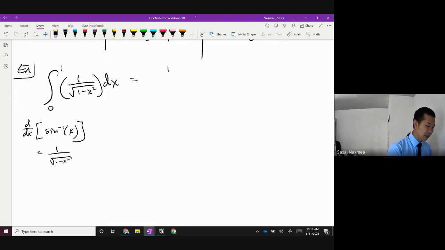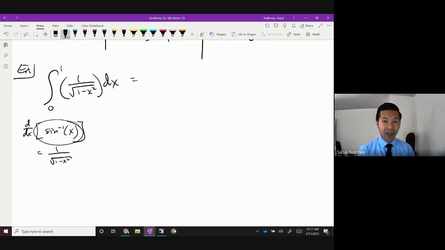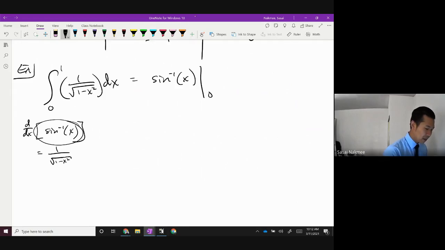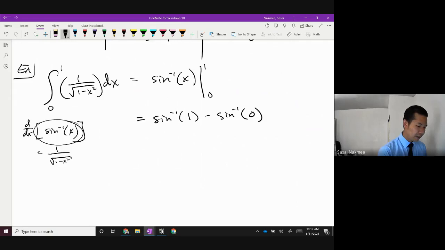Remember, the trick for this thing is if you're doing integrals, try to think of the function that you take the derivative of, and you'll end up here, right? You end up here. And if I take the derivative of sine, inverse sine, or arc sine, that's how I end up there. So this right here would just be equal to the inverse sine of x, evaluated from 0 to 1. That's it. And then you just plug this in. This is going to be inverse sine of 1 minus the inverse sine of 0.